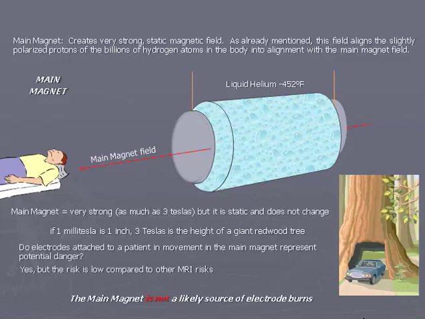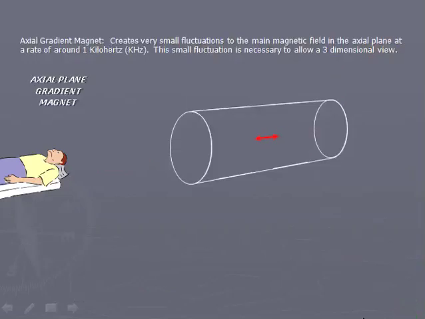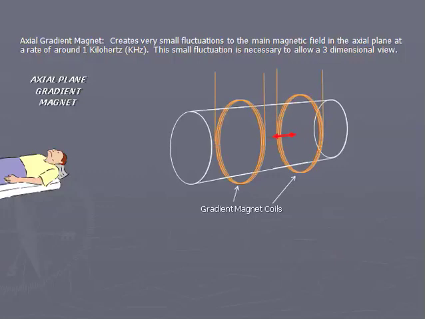Slide 18. Remember the smaller magnets that alter the main magnet field? The axial gradient magnet creates very small fluctuations to the main magnetic field in the axial plane at a rate of around 1 kilohertz, a relatively low frequency. This small fluctuation is necessary to allow a three-dimensional view. This fluctuation is created by the axial gradient magnet coils illustrated here.